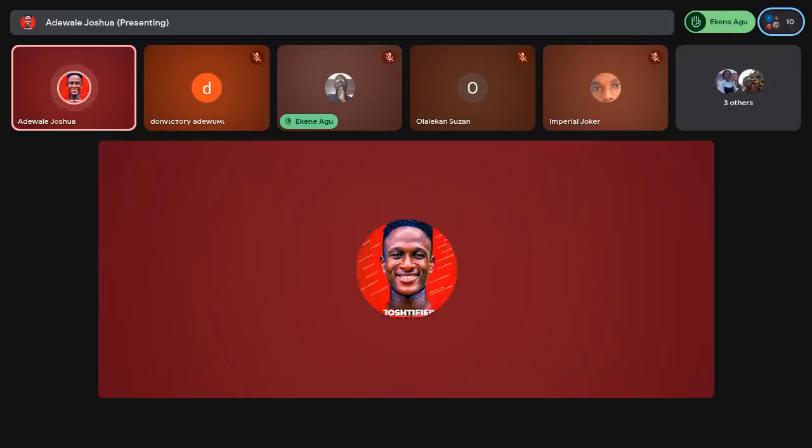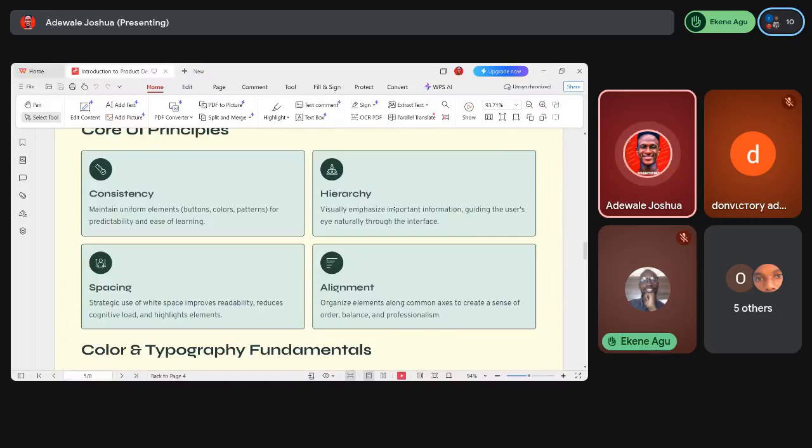Then another thing is hierarchy. There is visual hierarchy, image hierarchy, typography hierarchy, which visually emphasize important information, guiding the user's eye naturally through the interface. So hierarchy allows the user to understand which comes first, which information you want them to see first. That's what hierarchy is all about. Then your spacing brings about readability, reduces cognitive load and highlights elements. It makes you see well.